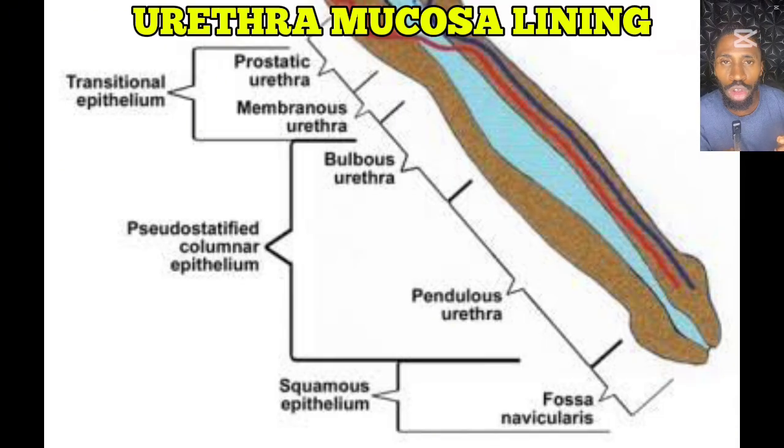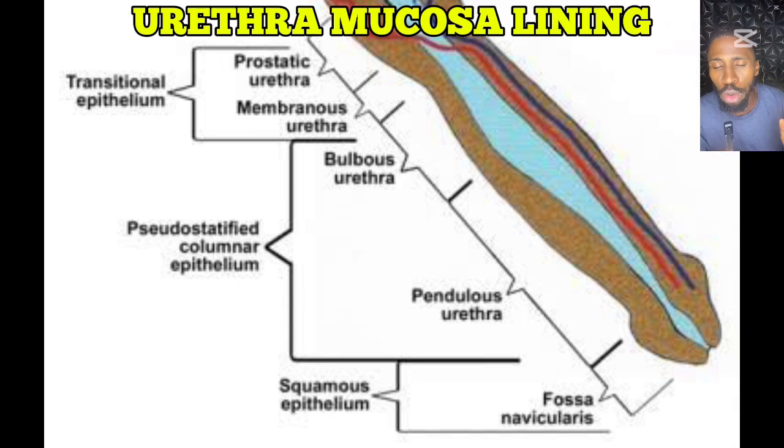Below the seminal colliculus, down to the membranous urethra, it is lined by stratified columnar epithelium. The membranous part of the urethra is lined by the same thing. Only above the superior colliculus do you see the transitional epithelium. Same with the spongy part. So the prostatic, membranous, and spongy parts are all lined by stratified columnar epithelium. Why? Because glands secrete here, especially columnar glands.